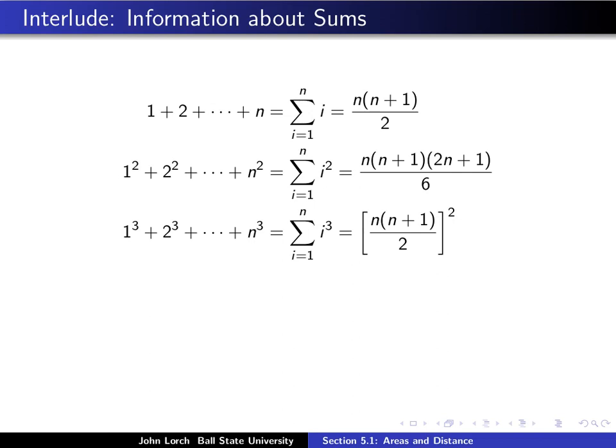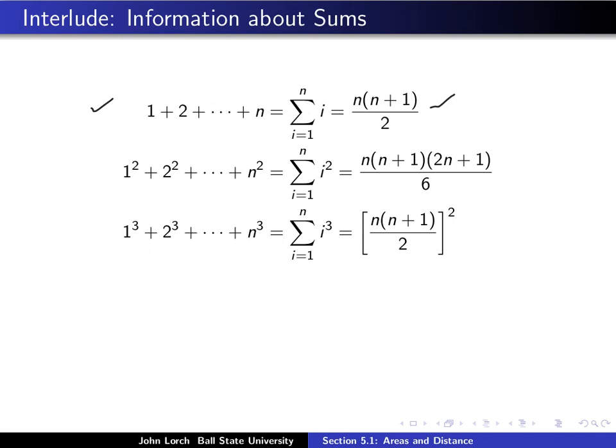So here on this slide, we have 3 formulas involving addition that are going to be used quite frequently in section 5.1 and section 5.2. So the first formula has to do with adding up the first n natural numbers. So if we start with 1 and then we add 2 and then we add 3 and so on and so forth up until we get to n, it turns out that you can add all that together just by taking n times n plus 1 divided by 2.